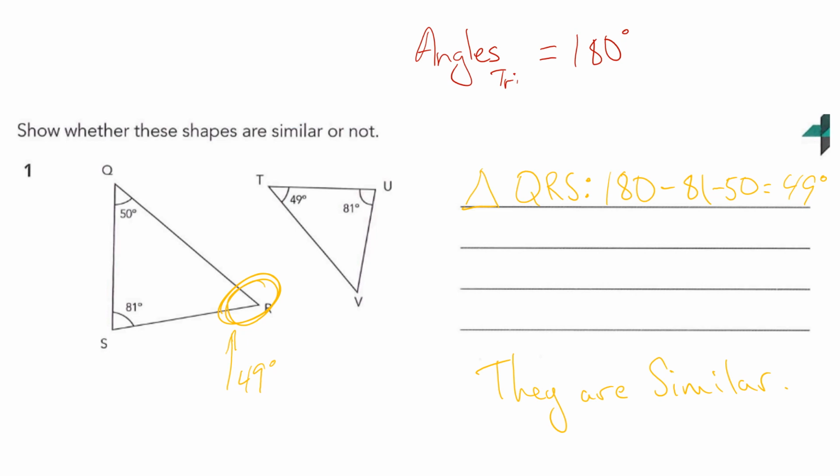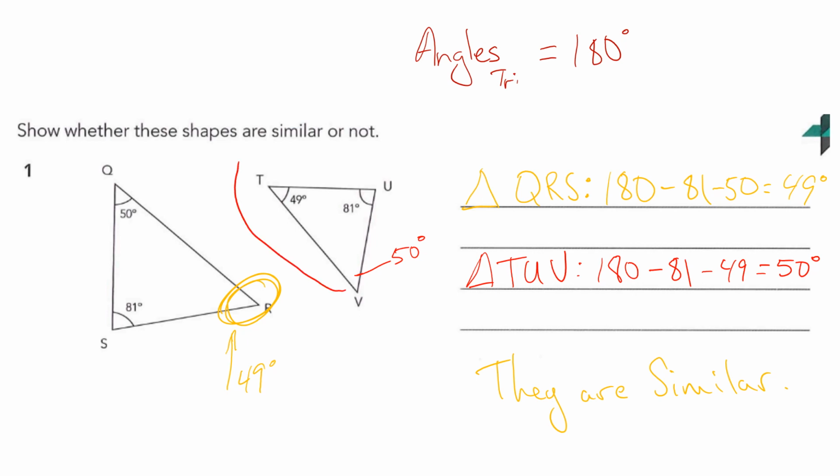But if I wanted to be double sure, I could find out what the value of this angle is as well. So I could say triangle TUV, I know that 180 minus 81 minus 49 is going to be equal to 50 degrees. So this one here is 50 degrees as well. And again, similar triangles can be rotated. So this is similar. It's just that this whole thing has been rotated, what is that, clockwise, right? So we are sure that these are similar.